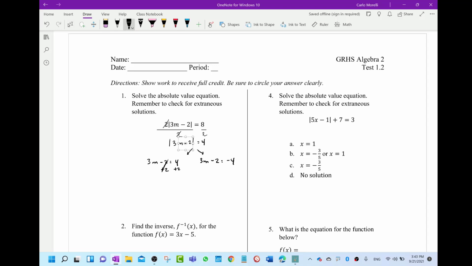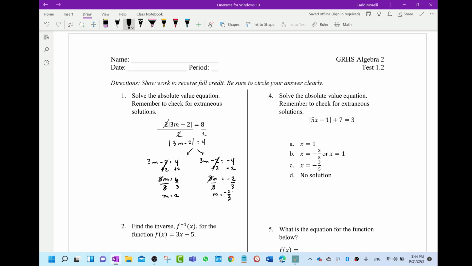So now we have 3m equals 6. And what I would do is divide both sides by 3, and we have m equals 2. That's one of our possible solutions. And here I'm going to add 2 to both sides. Now I have 3m equals negative 4 plus 2, which is negative 2. And I'm going to divide both sides by 3. M possibly equals negative 2 over 3.